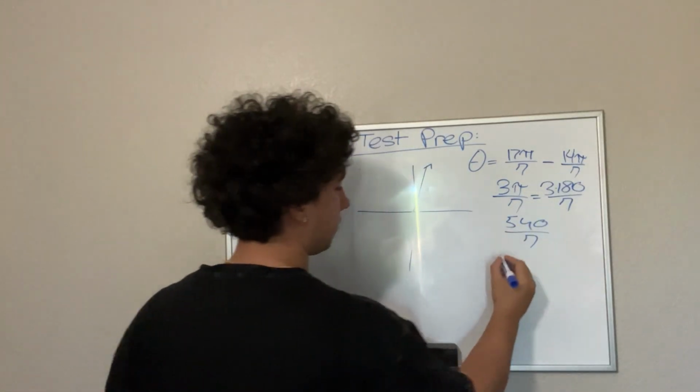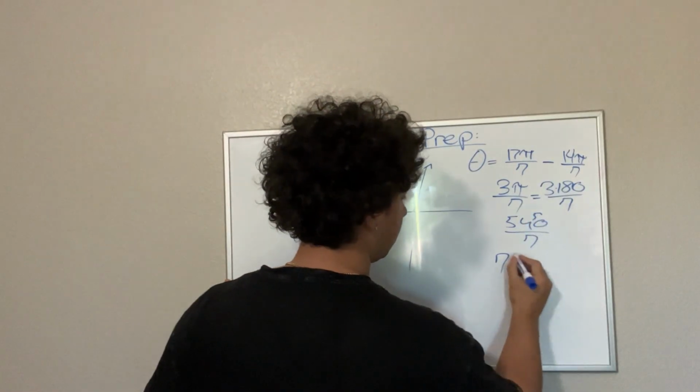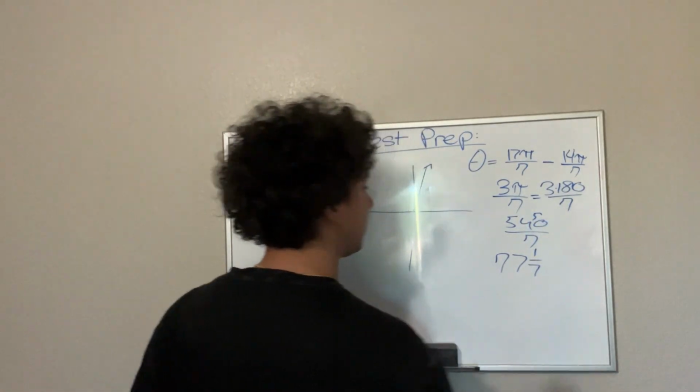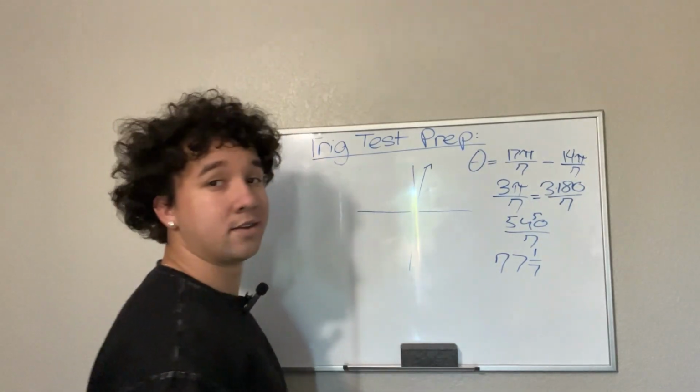7 goes into 54 7 times, with 5 remaining. 7 goes into 50 7 times with 1 remaining. So I got 77 and 1/7 degrees. Pretty close to 90, so it looks like that. All right.